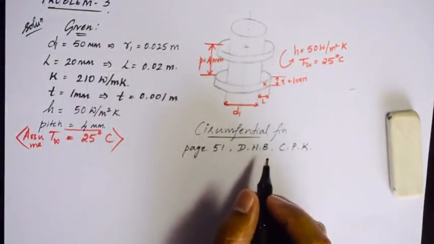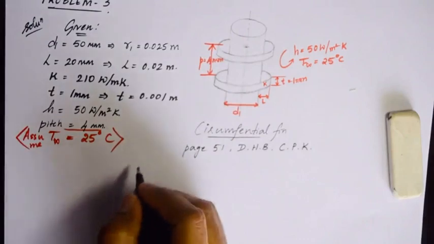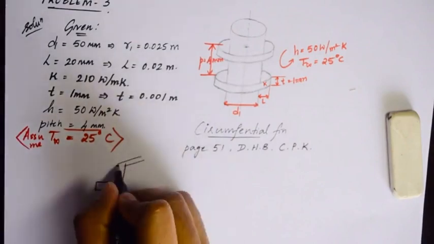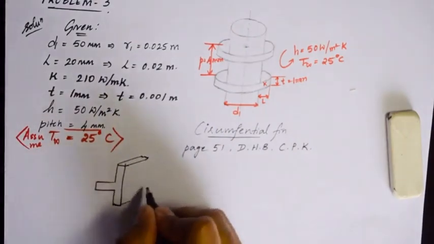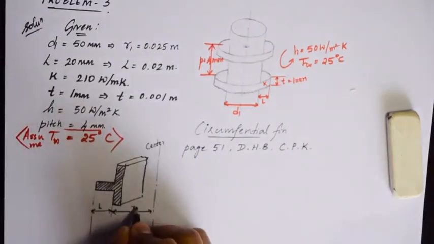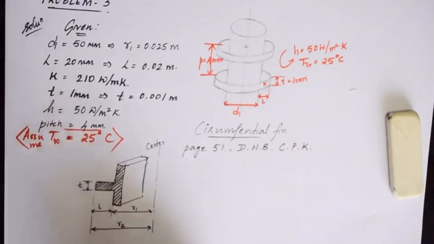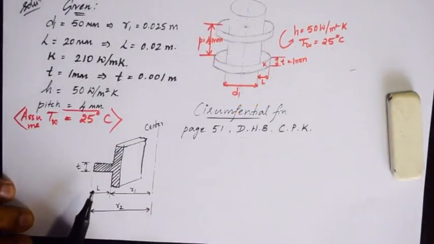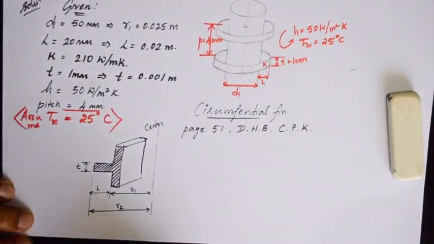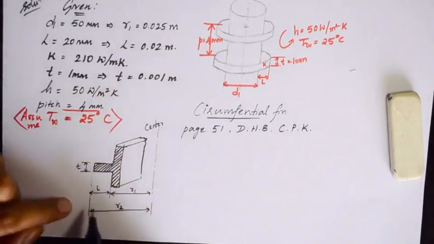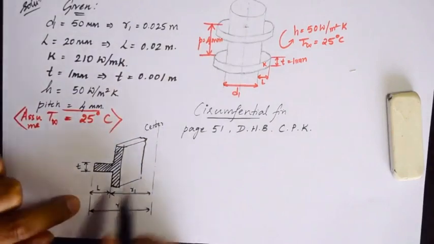So on page number 51, you are going to see this. According to this, you have the cross section of the fin given. Refer to the diagram you find there and find these parameters, which are used to find the fin efficiency, effectiveness, and also the heat flow for the given problem, right? For the circumferential fin, this is the reference diagram you find on page number 51.